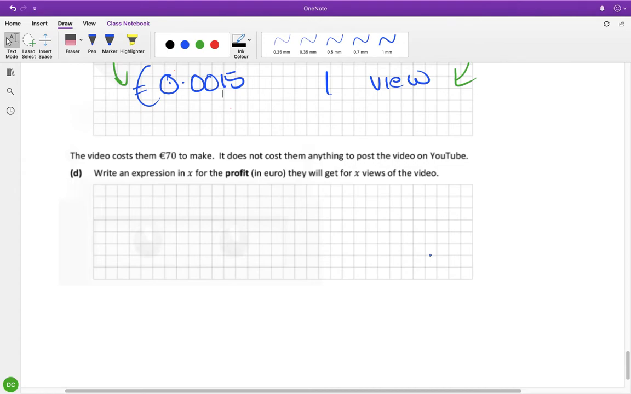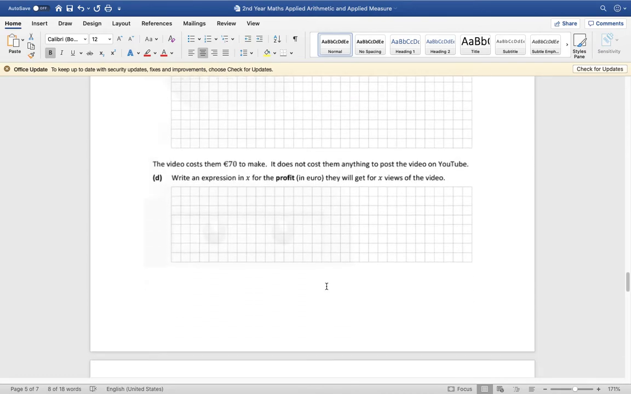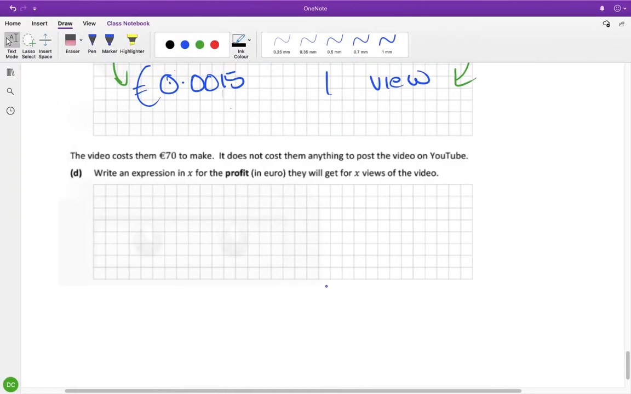Okay, so the video cost them €70 to make. It does not cost them anything to post a video on YouTube. Write an expression in X for the profit in euro they will get for X views. Right, so how does this go on from here? Oh yeah, it's not too bad. Anyway, the video costs them €70 to make. It does not cost them anything to post the video on YouTube. Write an expression in X for the profit they will make for X views.